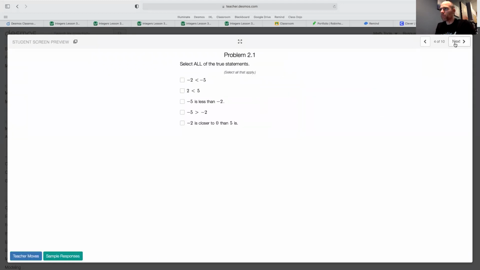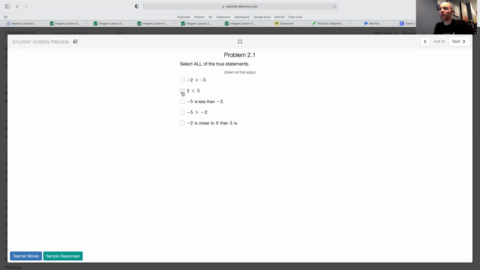All right, select all of the true statements. Negative 2 is less than negative 5. That is not true. Remember, to be less than means it's further to the left. I always forget that the picture is reversed, so I guess this is left when you're looking at it on the video. So this one would not be true.